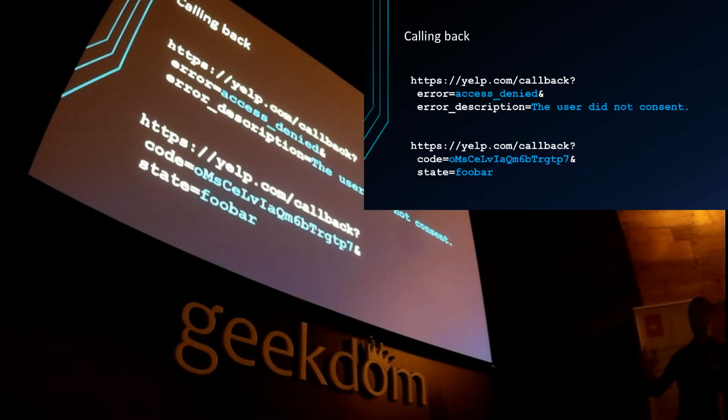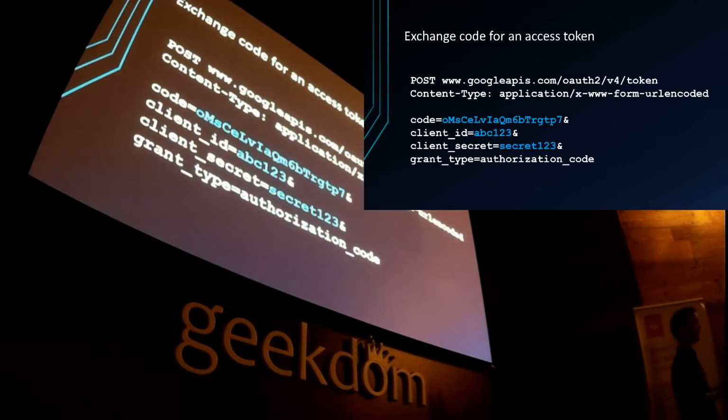But assuming everything went well, you'll come back with a code, and then the next step is that authorization code exchange. So that's a post request to somewhere on the authorization server, to something called the token route. This is what Google's token route looks like, but for Facebook it's a little bit different. And that post request has a body that has to contain a couple of different parameters.